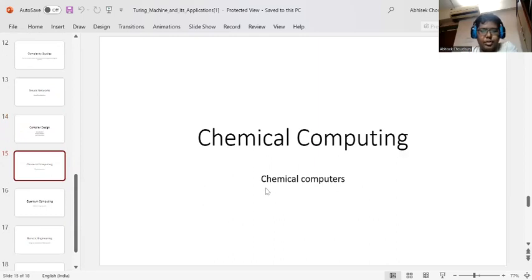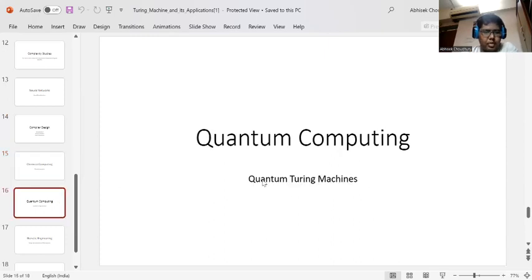Chemical computing. Turing machines are used to make chemical computers. Chemical computers are basically vats of chemicals which use chemical reactions to store and process data. An example of this can be DNA computers, which use DNA molecules as their basic units of computing. Quantum computing. Turing machines are also used in quantum computing. We can make quantum Turing machines, which provide a model which has all the power of quantum computing.